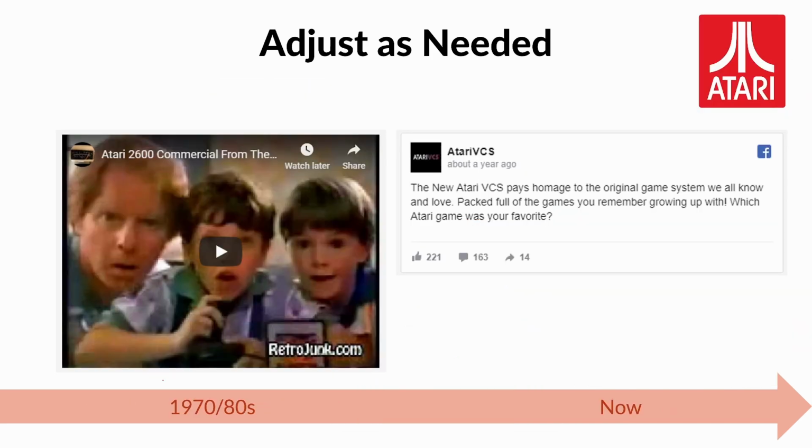Other brands, Atari in the 70s, 80s when it came out. Who is the target audience? It's kids, families, have fun. Okay, Atari now, who are they targeting? Are they still targeting families and kids? Wrong. They're targeting the same people though. They're targeting these people, but they're older now. They may be Gen X, maybe they're even baby boomers. Okay, they're targeting them, and they talk about how you remember growing up with them. So the target market changed over time. They're still trying to target the same people they targeted maybe 40, 50 years ago, but they're older now, okay.